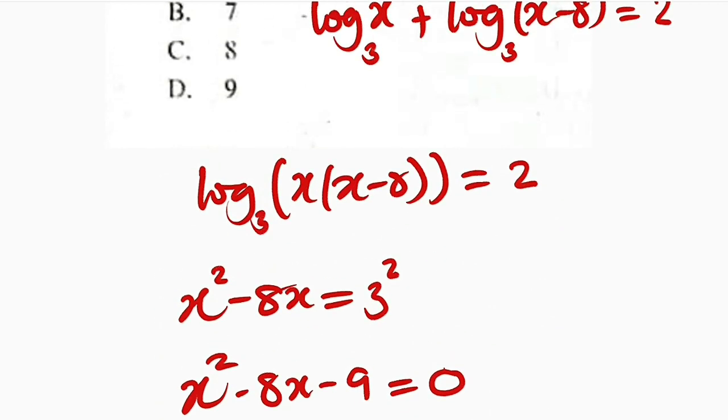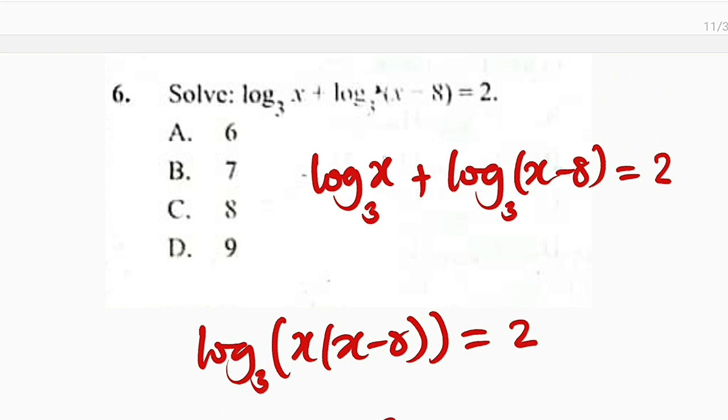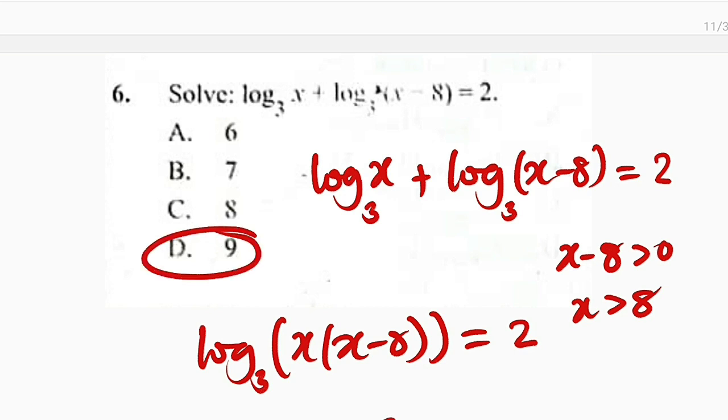But remember, I told you, once you look at the domain, since this must be greater than 0, x must be greater than 0. But from here, if x minus 8 is greater than 0, definitely x must be greater than 8. And the only number that is greater than 8 here is 9. So without solving, since you're dealing with objectives, nobody will ask you to show working. You can simply tick 9.